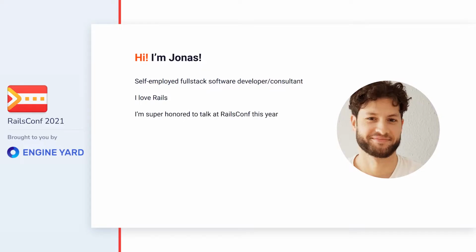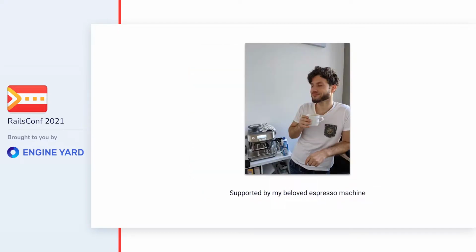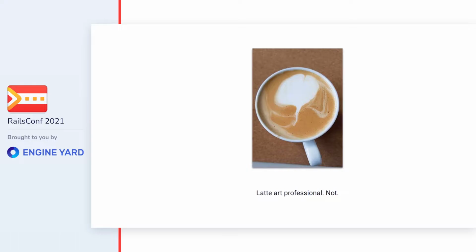And I'm super honored to talk at RailsConf this year. I would have loved to meet all of you in person, but well, let's meet in Discord and get to know each other better after this talk. And by the way, I'm recording this talk in my small office in Dresden, and that's a picture of me moving in last summer. And I'm supported by my beloved espresso machine, producing great cappuccino. And by the way, I've tried my best, but I'm still not a lot of an art professional. Well, maybe I should stick with software, which brings us back to our topic.